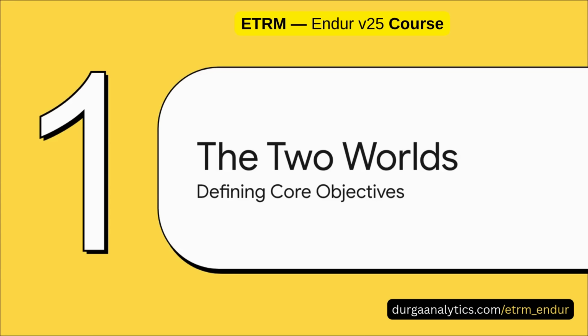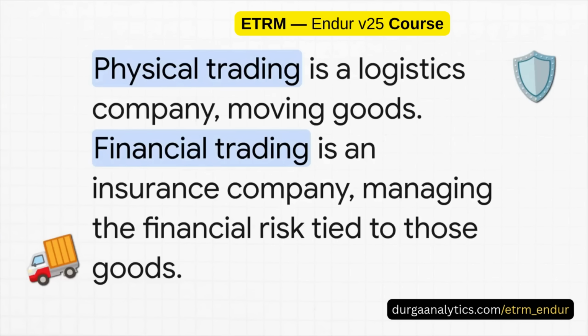To really understand why a system like Endure treats these trades so differently, you have to start with their purpose. Because even though they might sit next to each other on a trader screen, their fundamental goals, well, they couldn't be further apart. I think the best way to start is with a simple analogy.